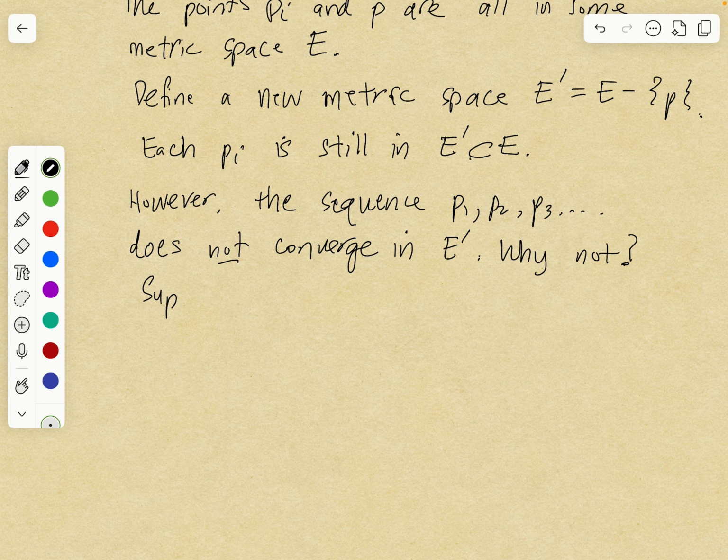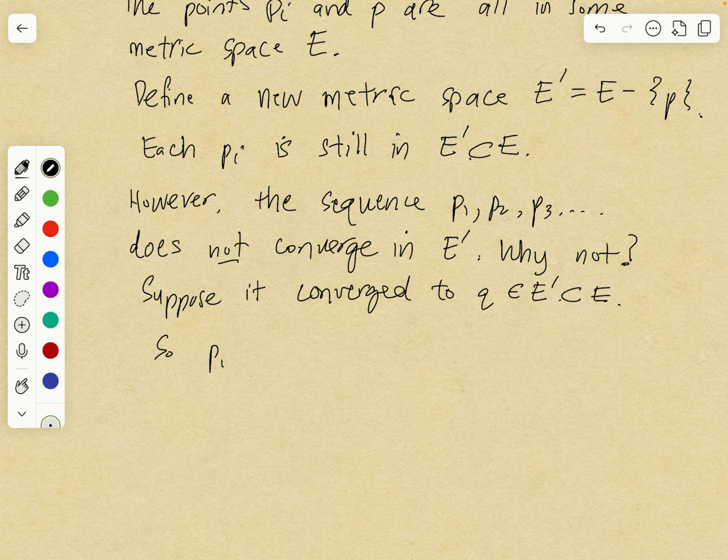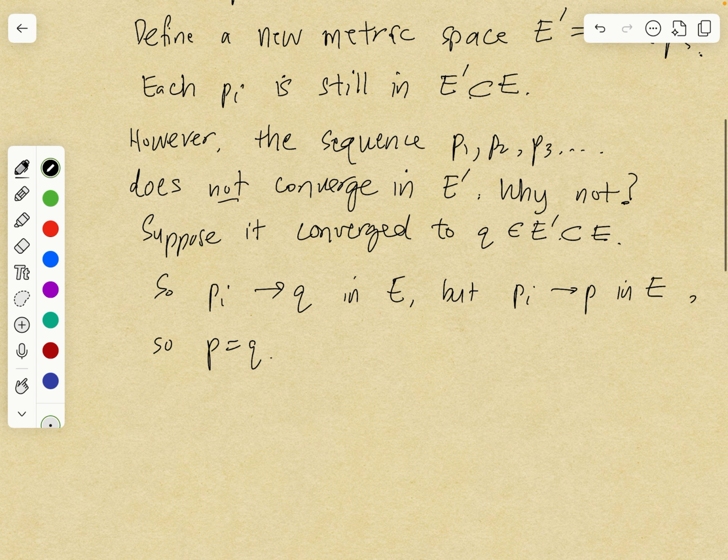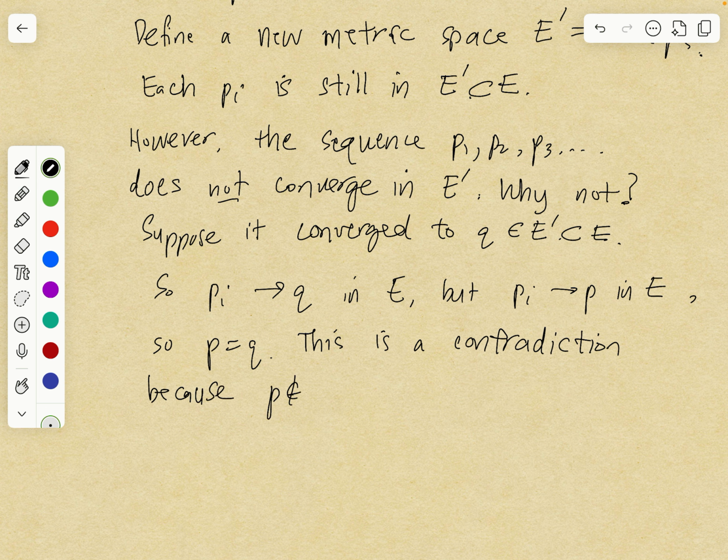So why not? Well, suppose that it did, and it converges to some point Q in E prime. Well, E prime is a subset of E, so the P_i's converge to Q, and these are all points in E, right? But we know that the P_i's converge to P in E. And by the uniqueness of limits, P must be Q. Well, that's a contradiction. Why is this a contradiction? Well, because P is not in E prime, and Q is in E prime.